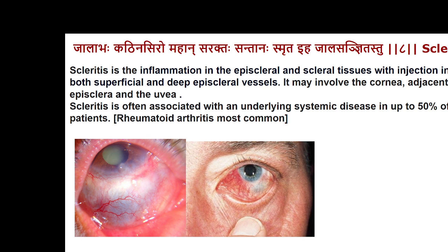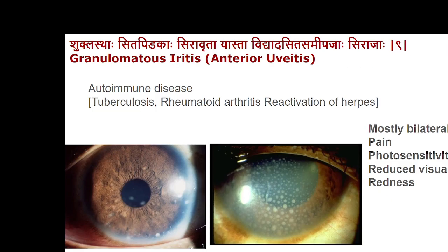And almost every time, it is related to some systemic disorder, with rheumatoid arthritis the most common. In patients of rheumatoid arthritis, more than 50% would quite commonly have scleritis. And of course, the treatment there would be targeted at the rheumatoid pathology rather than the scleritis. The only issue is when the scleritis reaches the area of the cornea, it may affect the vision.